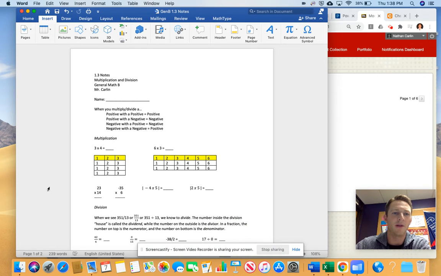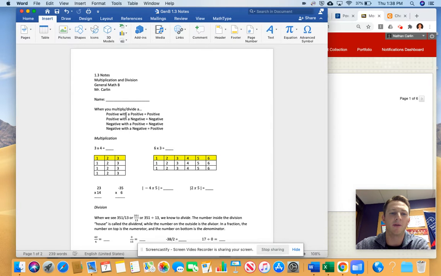All right, general math. We are moving on to multiplication and division today. So, whether we are multiplying or dividing, if we multiply a positive with a positive, that's going to be positive. Same goes with division. So, if we divide a positive by a positive, it's still positive. If we multiply or divide a positive with a negative, it's a negative. A negative with a positive, it's negative. But if we divide or multiply a negative with another negative, it is positive.